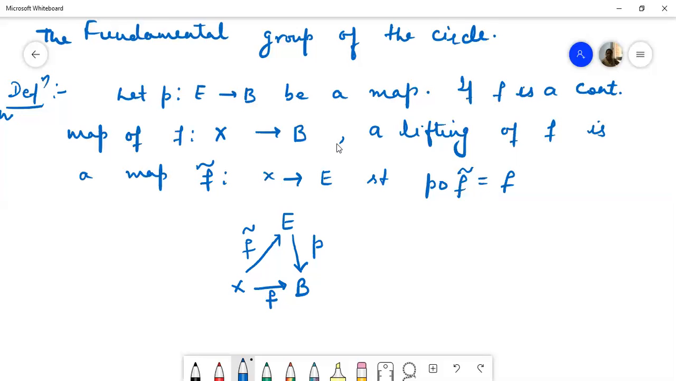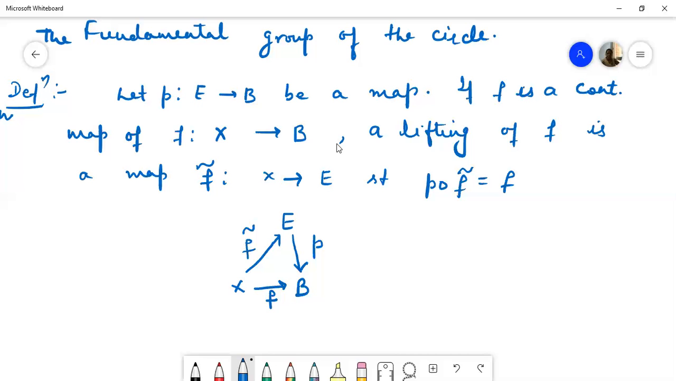Now, whenever P is a covering map, this type of lifting always exists. And this existence of lifting when P is a covering map is an important tool in studying covering spaces and the fundamental group. So firstly, we will show that for a covering space E of B, or for a covering map P from E to B, every path F can be lifted. Then we will prove that path homotopies can be lifted as well.